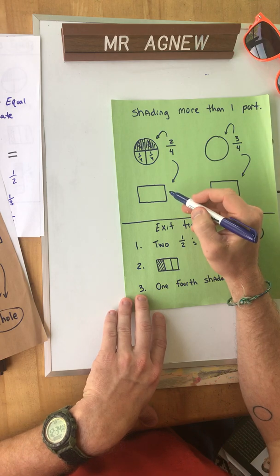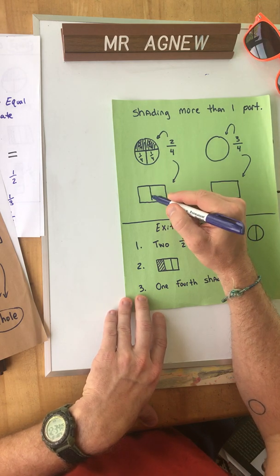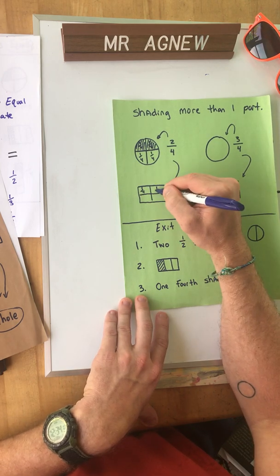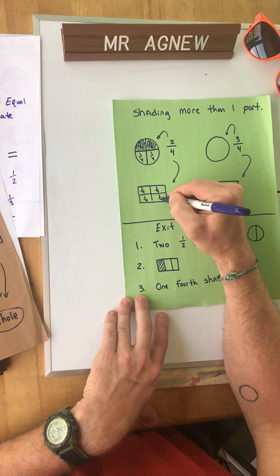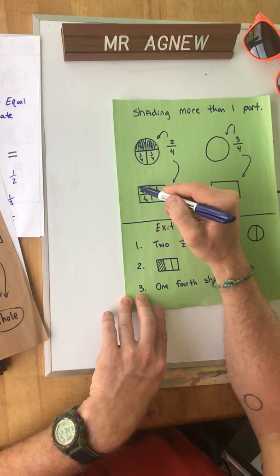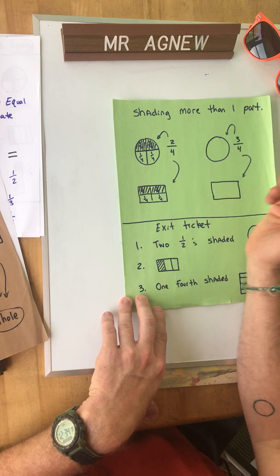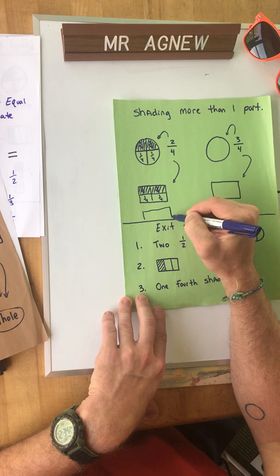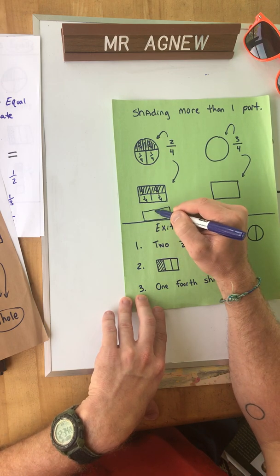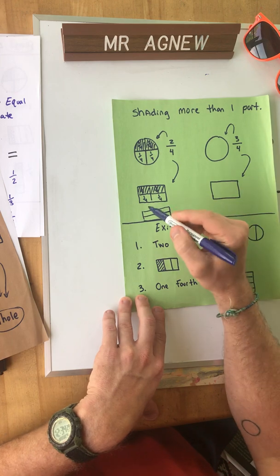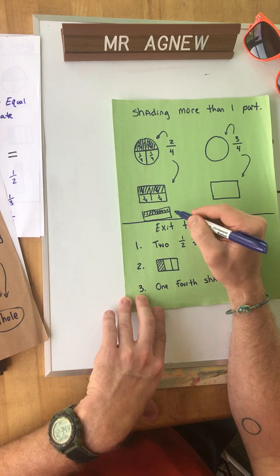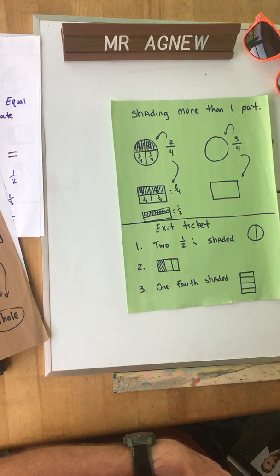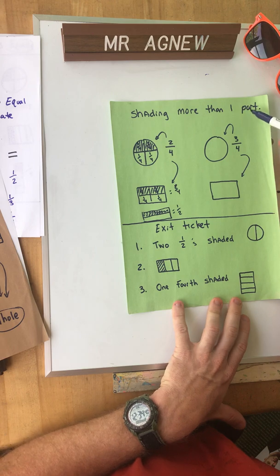Next one. 4 pieces. Let's label it. And let's shade 2. It might also look like this. If I only divided it into 2 pieces, and I shaded all the top, that equals 1 out of 2. It looks very similar to 2 out of 4. Okay? Shade more than one part.